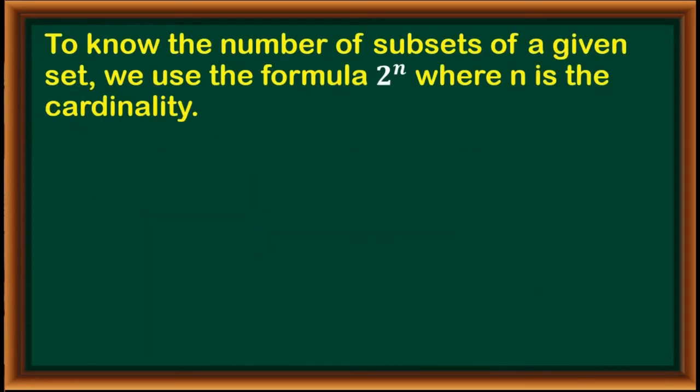Let's have this one. How are we going to know the number of subsets of a given set? Okay, we are going to use this formula, 2 raised to n, where n is the cardinality. Again, the cardinality is the number of elements. Let's have this one. My set A is 1 and 2. So, as you can see, the cardinality is equal to 2 because it has two elements.